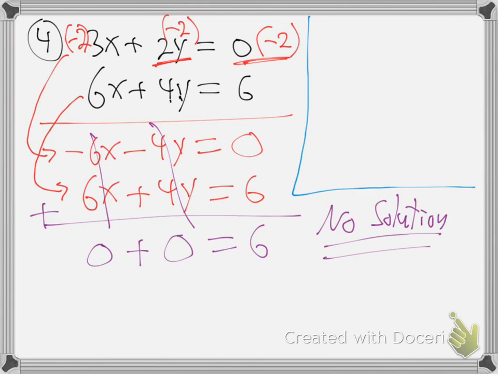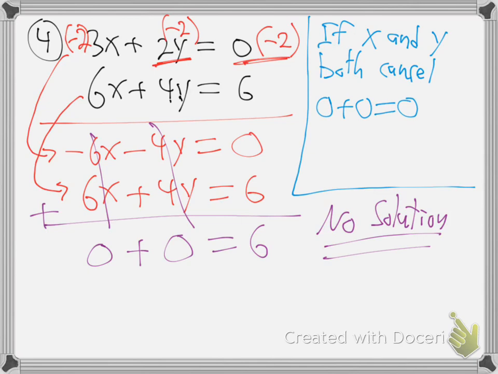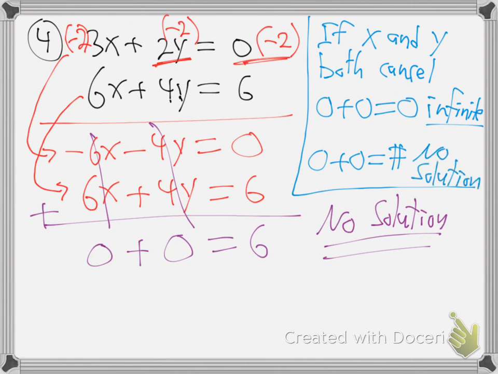Basically, here's the deal. If x and y both cancel, and then you get like 0 plus 0 equals 0, that's infinite solutions. Whereas if you get like 0 plus 0 equals some number, like 6 or 5 or negative 3 or whatever, then that's no solution. So there's two different cases.